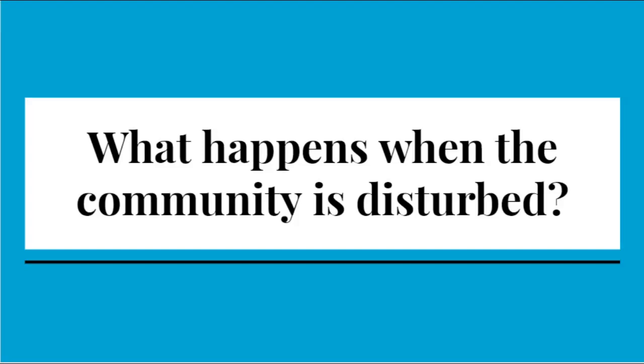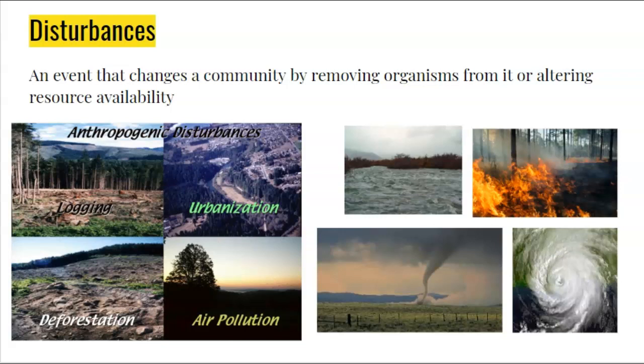What happens now when our community gets disrupted, which is the ecosystem way of saying disturbed? We could have logging, we could have urbanization, we could have deforestation, there could be pollution. These are all human disturbances, or we could have things like floods, wildfire, tornadoes, hurricanes. These are more typically natural occurrences. Okay. So what happens when that happens?